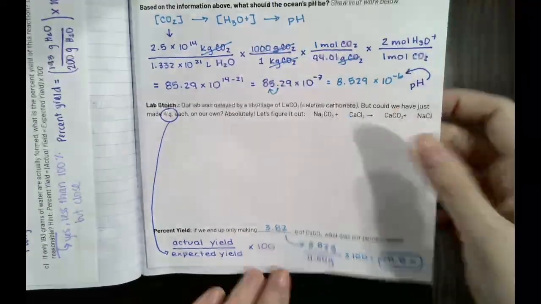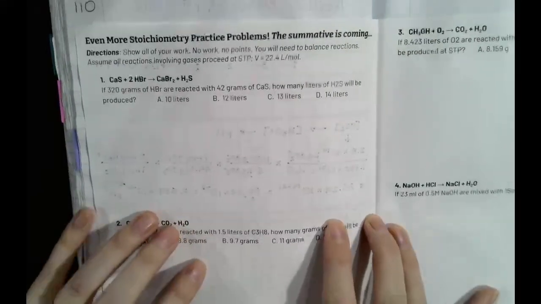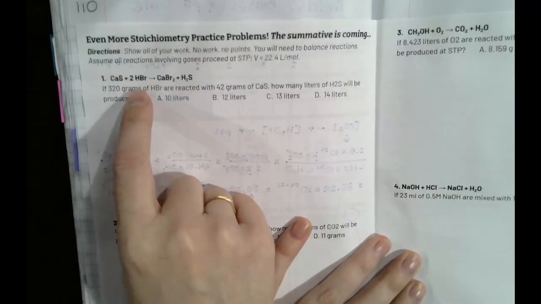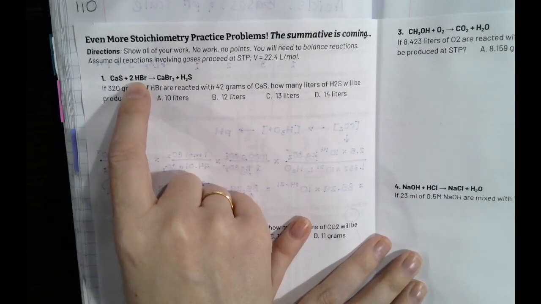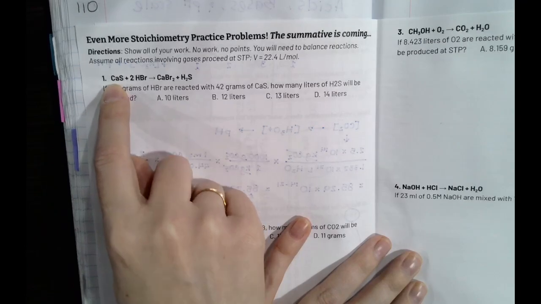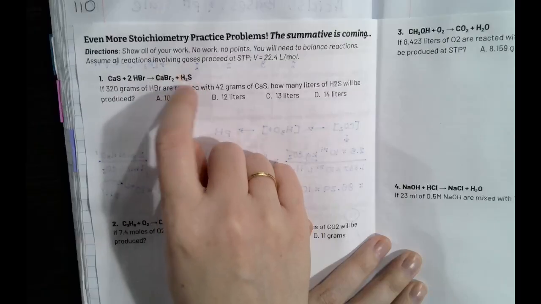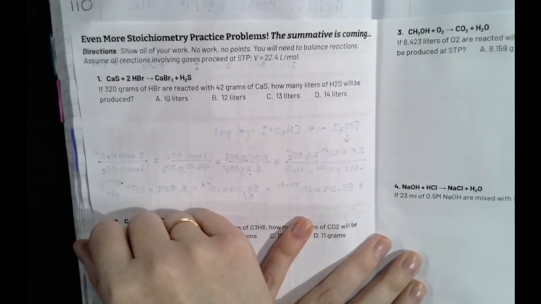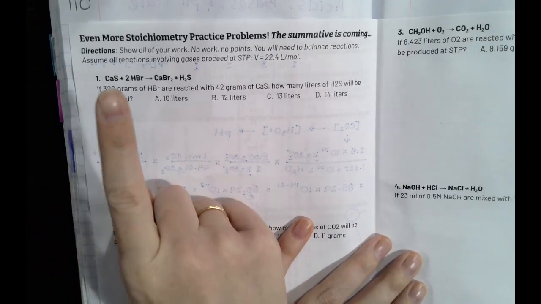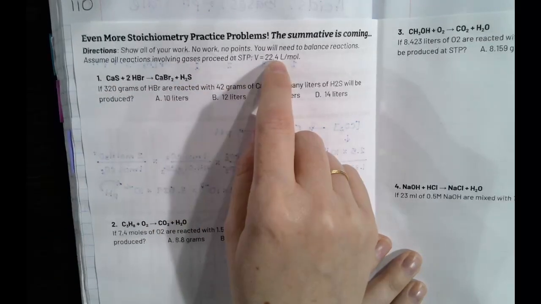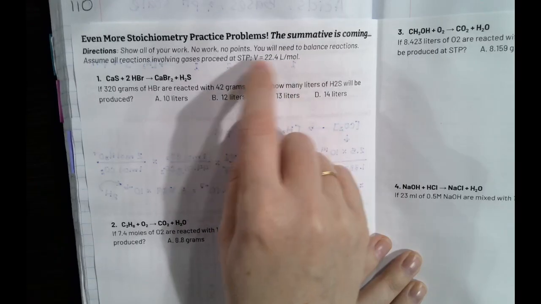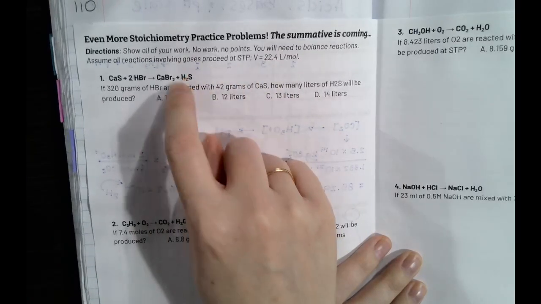Now, on the inside, we've got some more problems, but these are very similar to the problems you did for practice. So once again, we've got 320 grams of this. Okay, we react it with 42 grams of this, and we want to know how much of this we're going to make. Okay. And it asks you how many liters it's going to produce. Okay, well that's a little weird, but remember, we know how many liters there are per mole of a gas. So what it's telling you here is that this is probably going to be a gas.